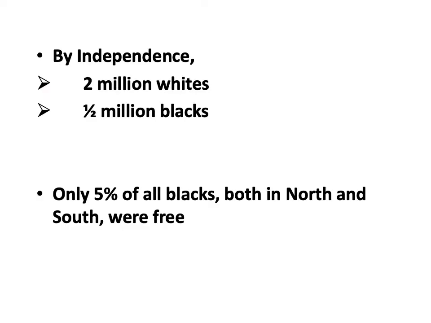Now, looking forward, by the time of independence in the 1770s, in the United States, there were approximately 2 million whites and 500,000 blacks. So that's about 25% of the entire population of the United States was black. And of those blacks, only 5% were free blacks. And it's interesting, there were about the same percentage of free blacks in the northern cities as well as in the South.